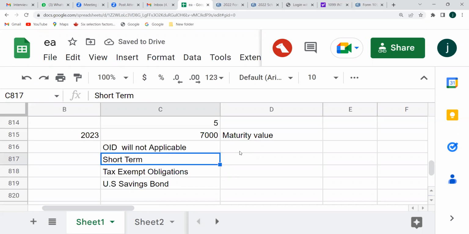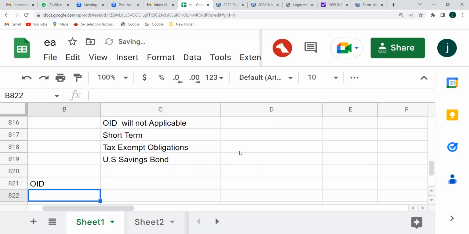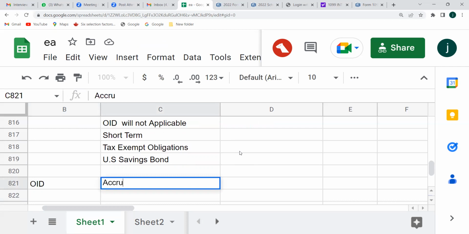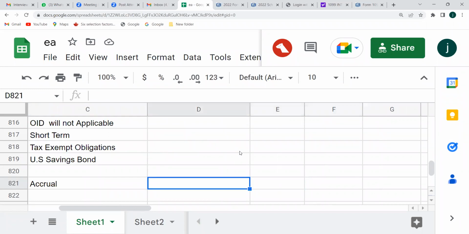One important point in OID is that if the issuer didn't give you any money at the time of redemption, even so we need to follow the accrual basis, not the cash basis. If it is accrued, we should show it as income even if you didn't receive any amount. OID will be on accrual basis only, irrespective of whether we received the income or not.